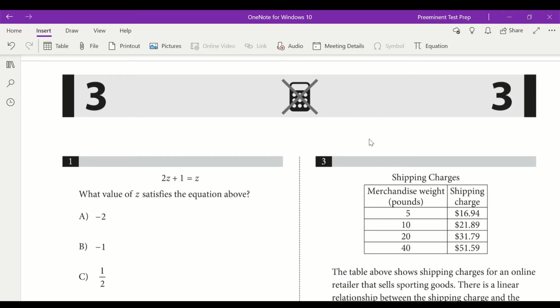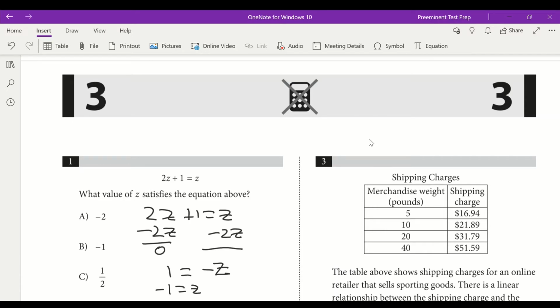Now, let's get started. Question 1. What value of z satisfies the equation above? So we have 2z plus 1 equals z. I'm going to isolate z by subtracting 2z from both sides. Z minus 2z gets me negative z. So I have negative z equals 1, which means that negative 1 will equal z. So my answer will be B.